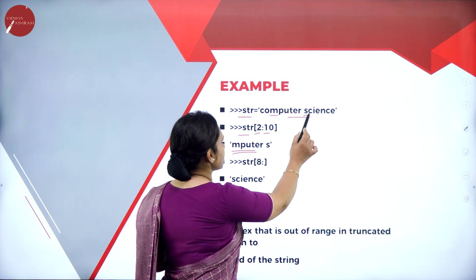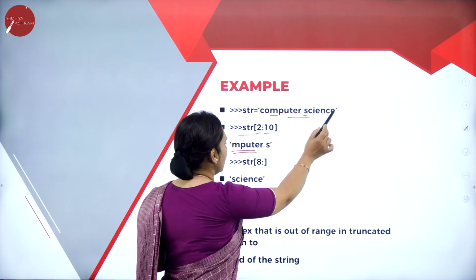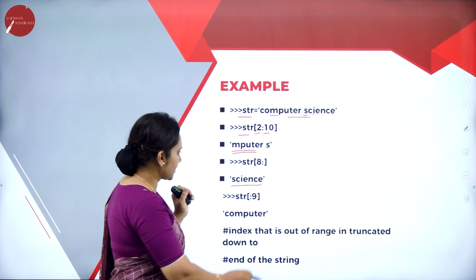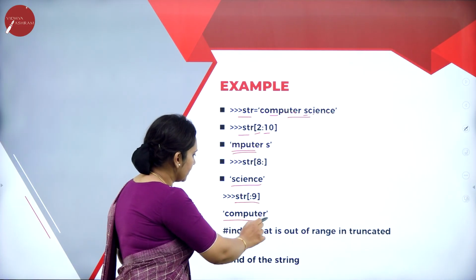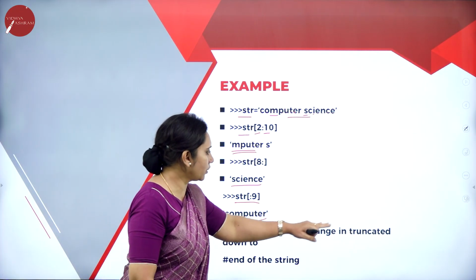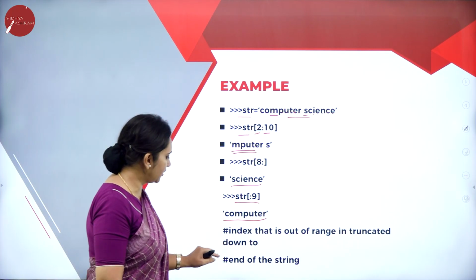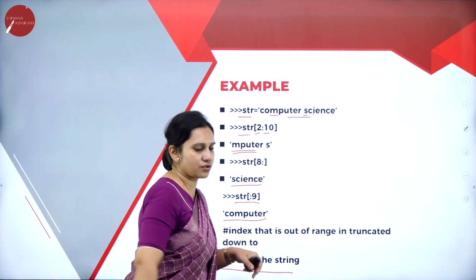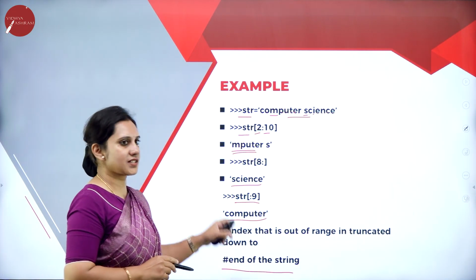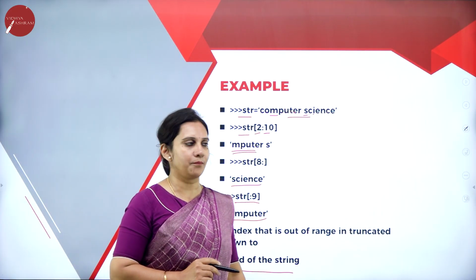That is SCIENCE. So it gives you the range like this. Same way the slicing 9 gives you the full COMPUTER. So the index that is out of the range is truncated down to the end of the string, or the error string. So this is about the slicing operation example.